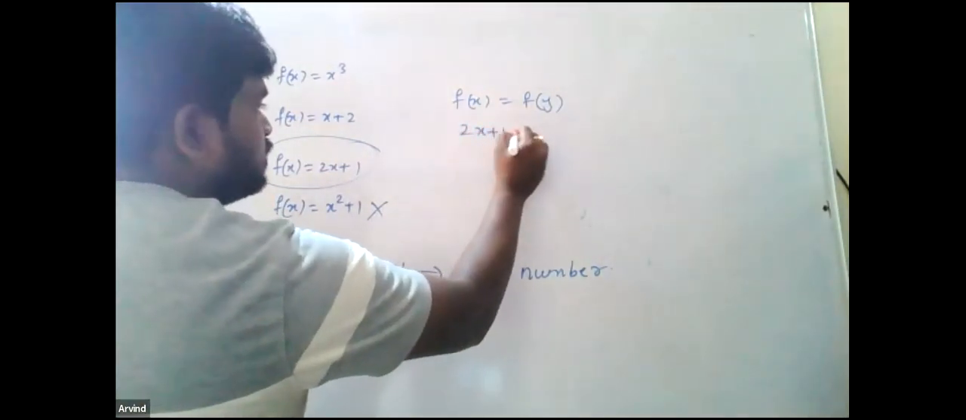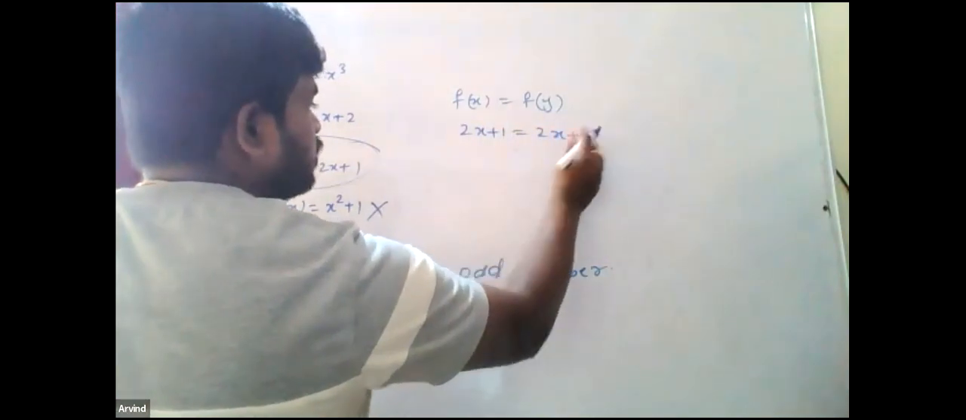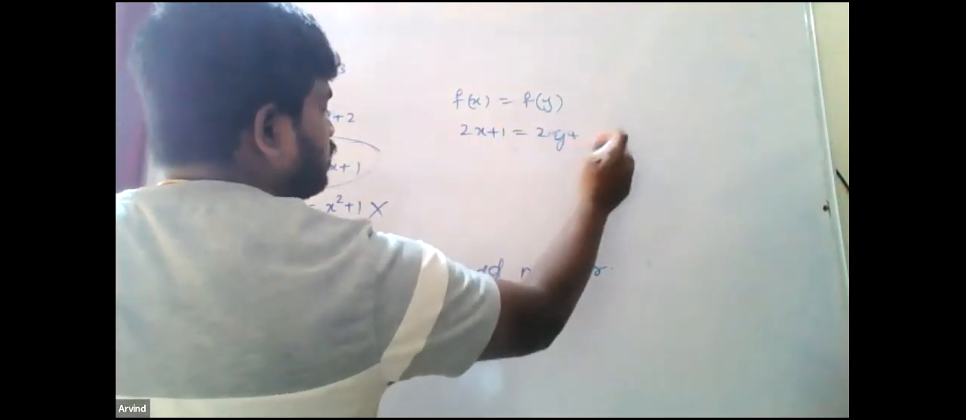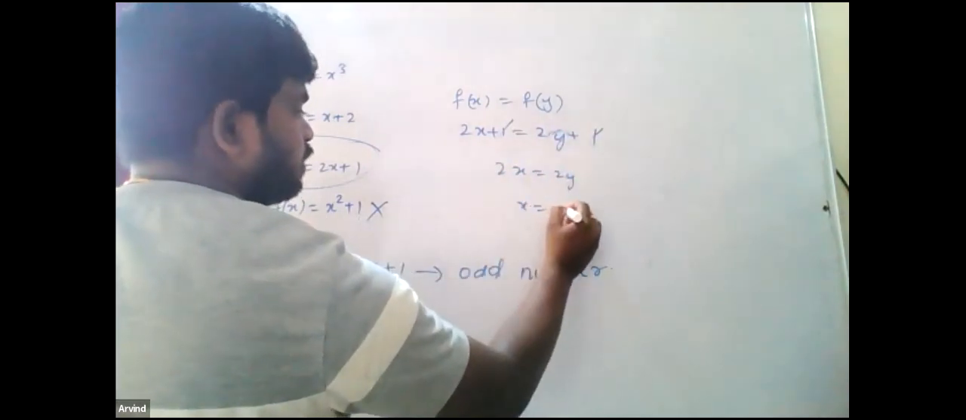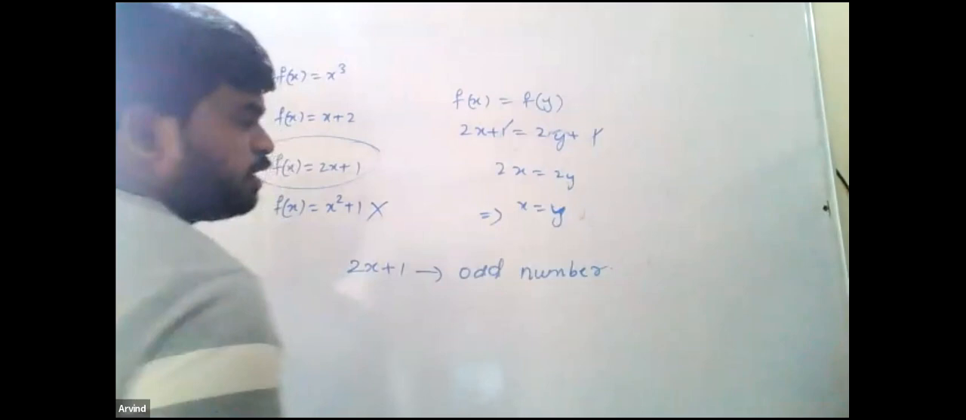2x plus 1 is equal to 2y plus 1. So 1 and 1 get cancelled. 2x equal to 2y, x equal to y. Therefore, we can say it is 1-1.